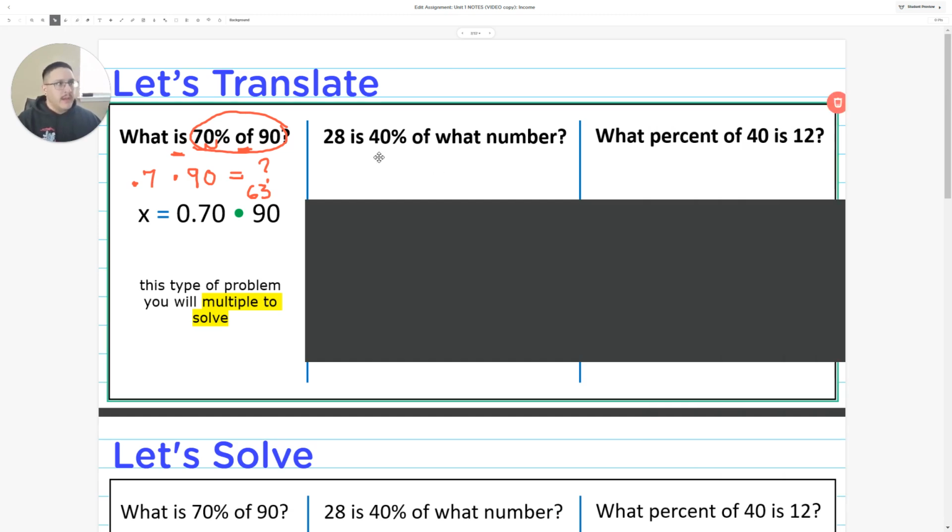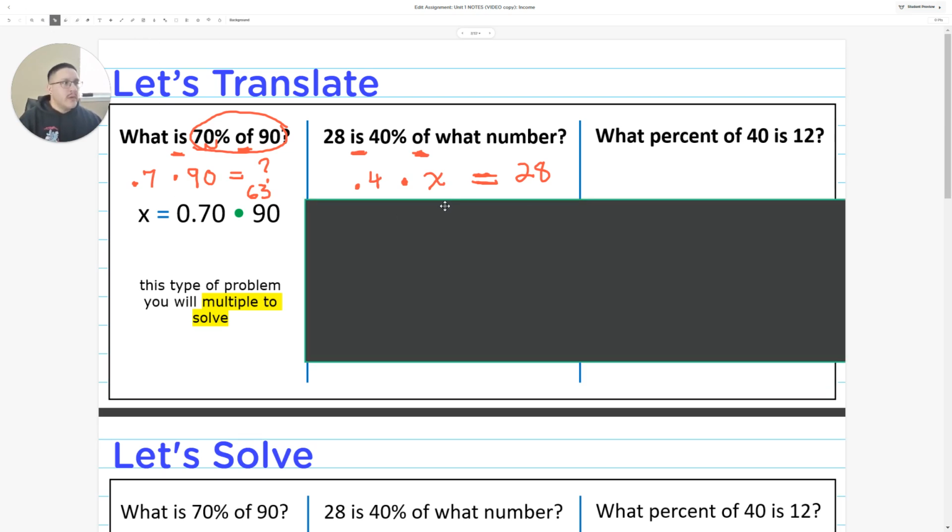Okay, here's another example. 28 is, so look at those keywords, is 40% of what number? So what is this equal to? This is equal to 28. 28 is 40% of what number? So 40% we know is going to be 0.4 if we convert it. Of what number though? So multiply by what? We don't know that value. So in this case, this is our unknown x value. 0.4 times x.